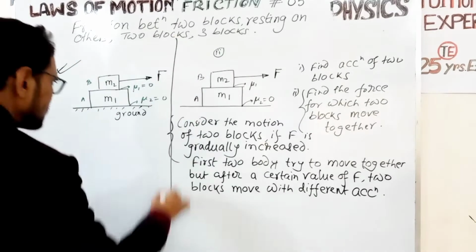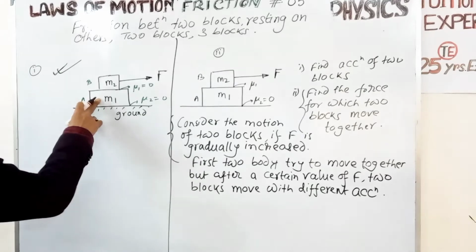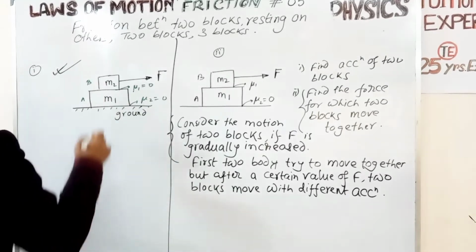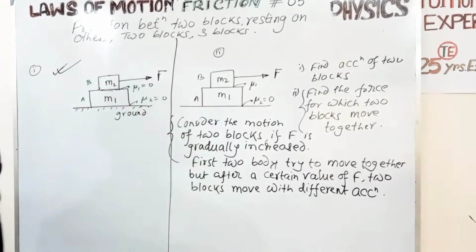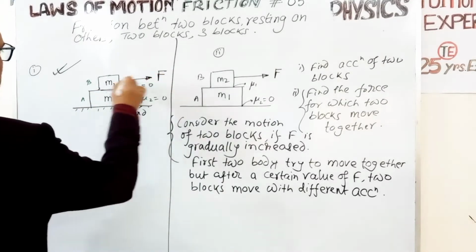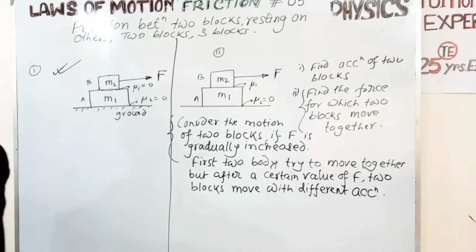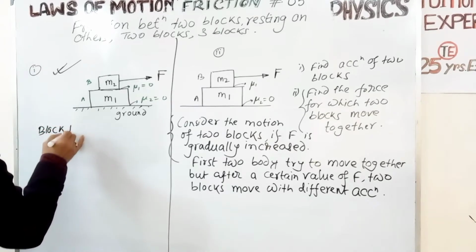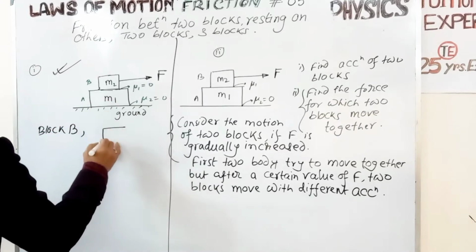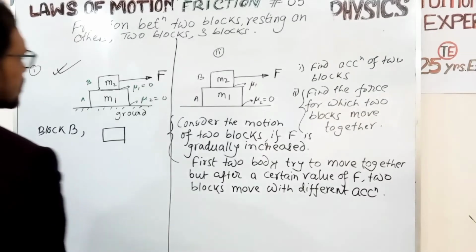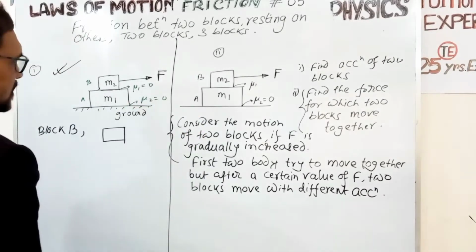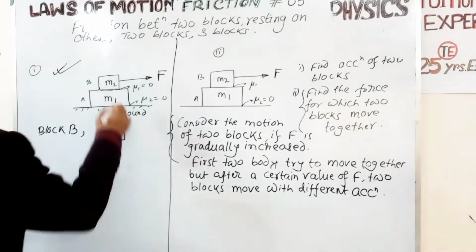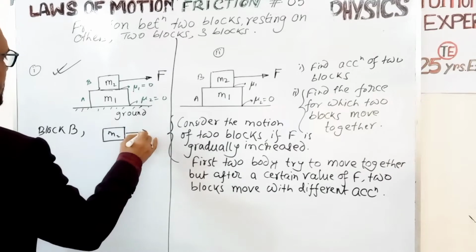First, suppose two blocks are present, block A and block B of masses m1 and m2, and there is no friction between any surface. Now a force is applied on the mass m2. What is the acceleration of block B? We draw the free body diagram to solve this type of problem. Free body diagram is always required. So for m2, the force is applied here.